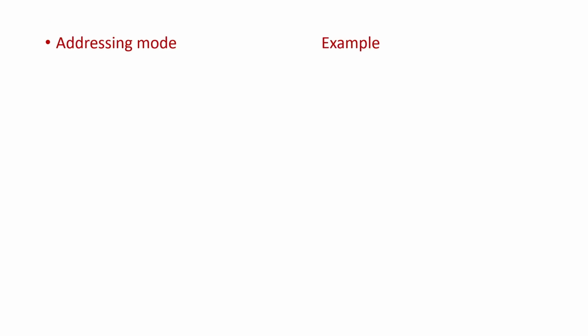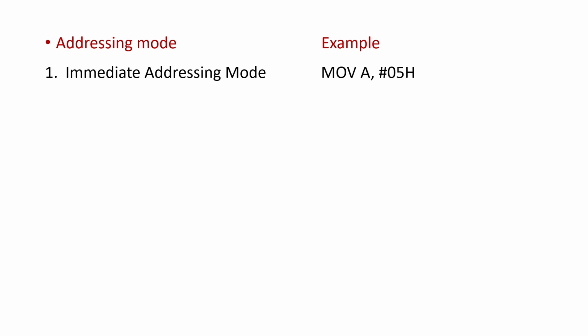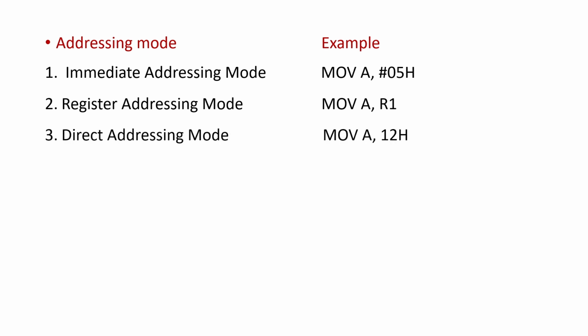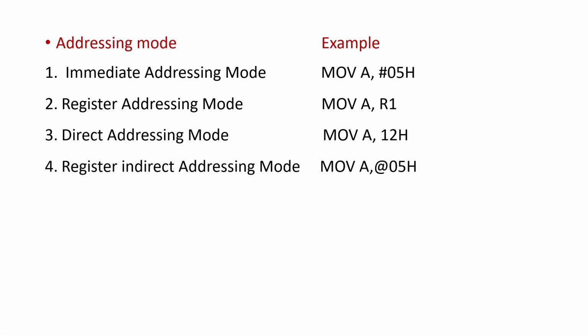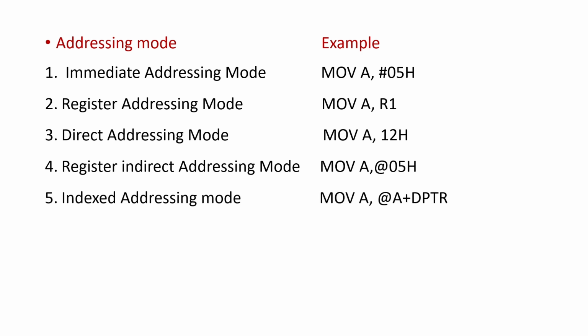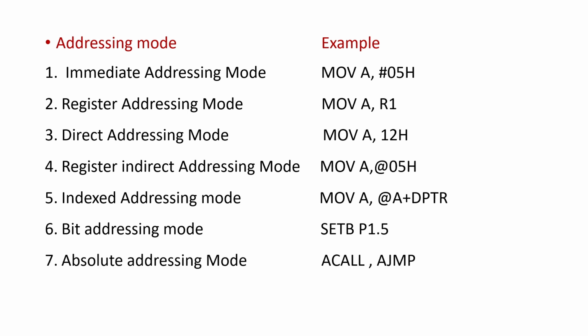All addressing modes with examples are listed here. The example of immediate addressing mode is MOV A, #05H. The example of register addressing mode is MOV A, R1. For direct addressing mode it is MOV A, 12H. For register indirect addressing mode, MOV A, @R0. For indexed addressing mode it is MOVC A, @A+DPTR. For bit addressing mode, SETB P1.5. For absolute addressing mode, ACALL and AJMP instructions are used.